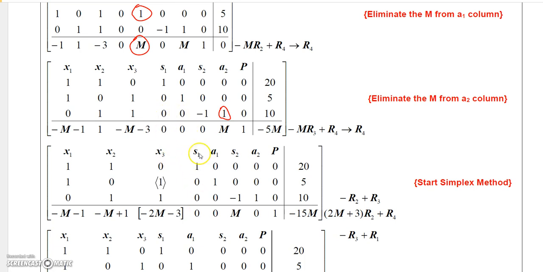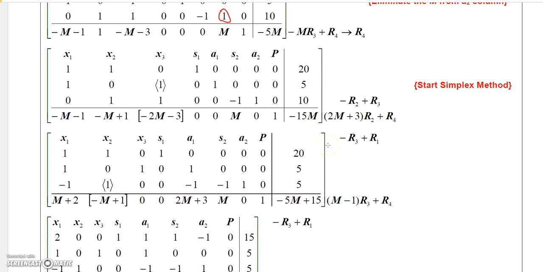Same thing here, it's not going to change anything, so I have 0 there. Negative m times negative 1 is going to give me m, so if I add it to 0, I'll just get m. And then negative m times 1 plus m is going to give me 0, and negative m times 0 plus 1 is 1. And then negative m times 10 would be negative 10m. Add it to negative 5m, I'll get negative 15m.